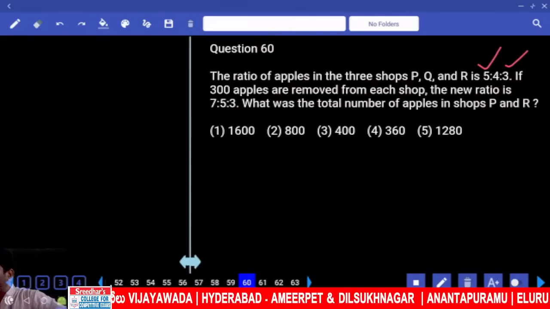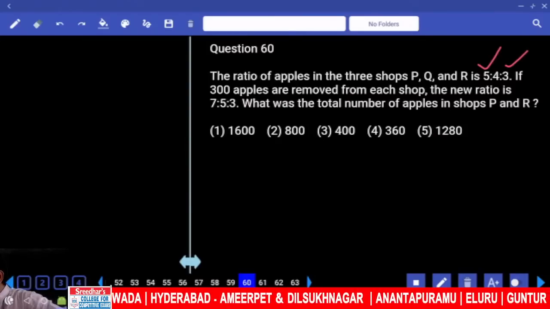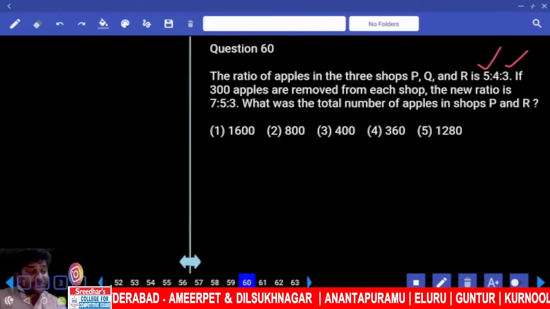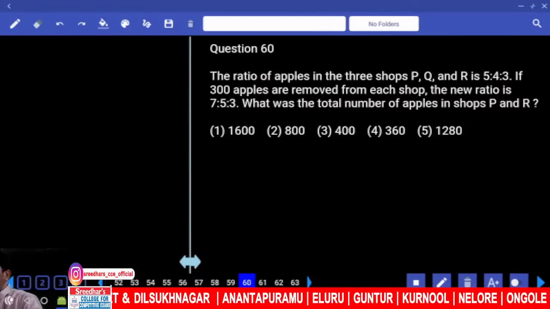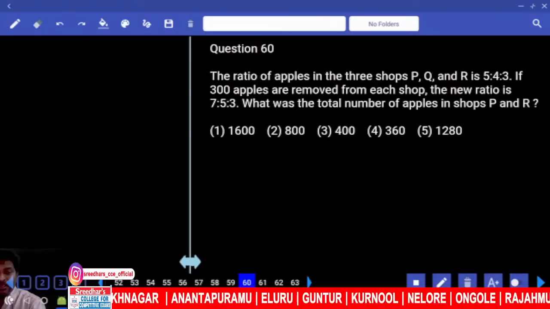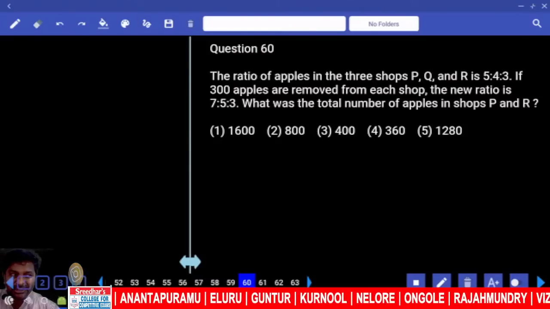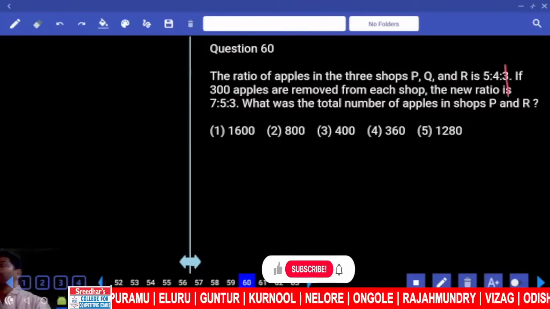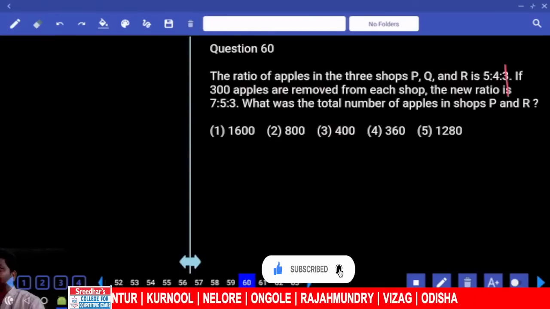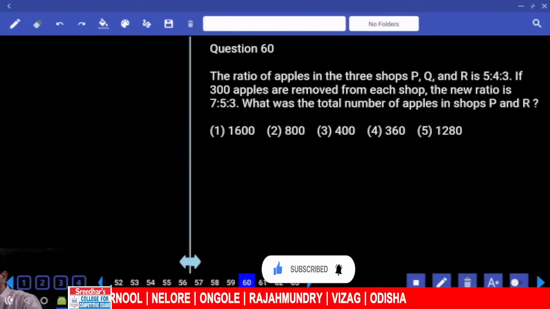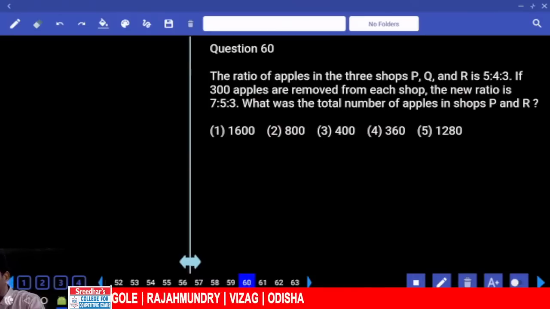Multiple options are there. We have to calculate. But how many shops are available? From each shop, how many apples were taken away? Let me assume only 2 shops. Any 2 you can pick, because the question is about P and R. If you want to pick only P and R, that is fine. If you want to pick P and Q, that is also fine. Anything is fine.